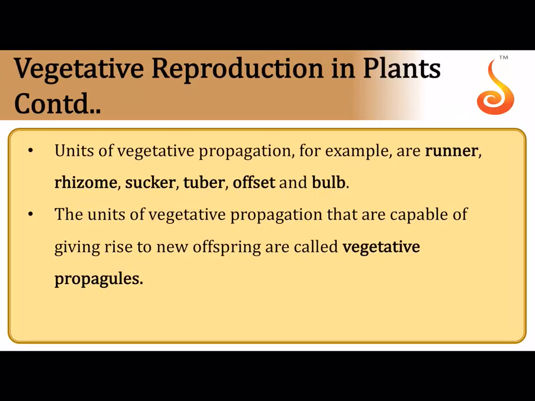There are different units of vegetative reproduction like runner, rhizome, sucker, tuber, offset, and bulb. These are the multicellular structures that are produced by the parent body, the parent plant. And what do we call such units of vegetative reproduction? Such units that are capable of giving rise to new offspring are referred to as vegetative propagules. What are they called? Vegetative propagules. 1 mark definition. Even the meaning of vegetative reproduction will be asked.